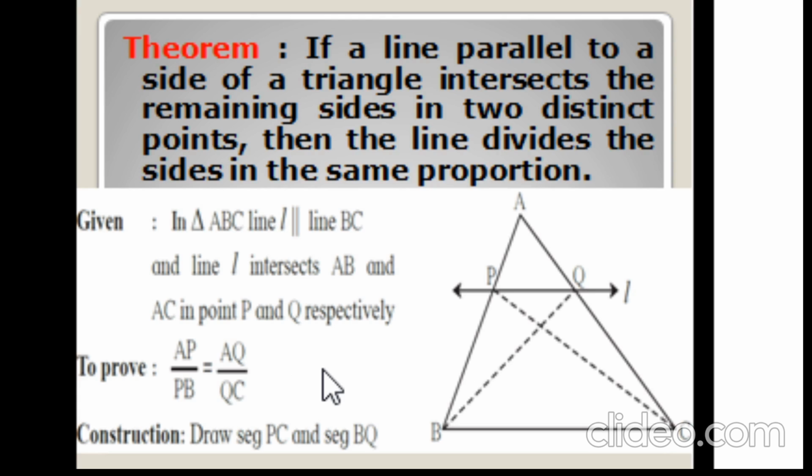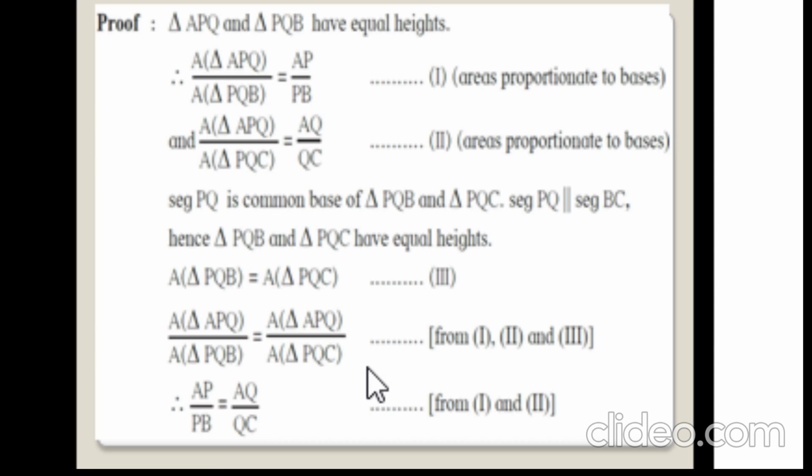Then you have to do the construction here. Generally, construction is shown in dotted lines. So you have to draw segment PC and segment BQ. Okay, done. Now let's start the proof.